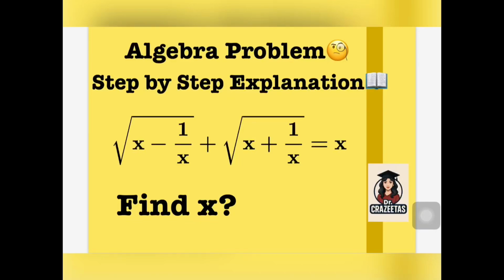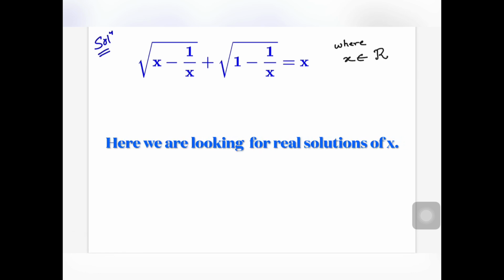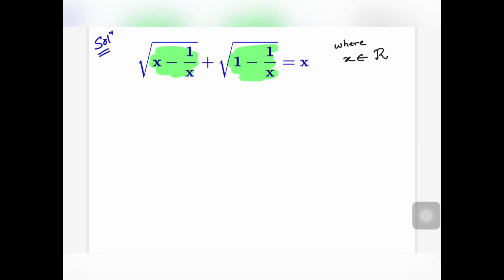What an amazing radical problem you can see on the screen. It is a little complicated because there are many terms. So let's solve this radical problem together. There is no imaginary number inside the square root, no negative term. So it means that both square roots are positive, and the sum of two positive terms will be positive. So ultimately x is also positive.